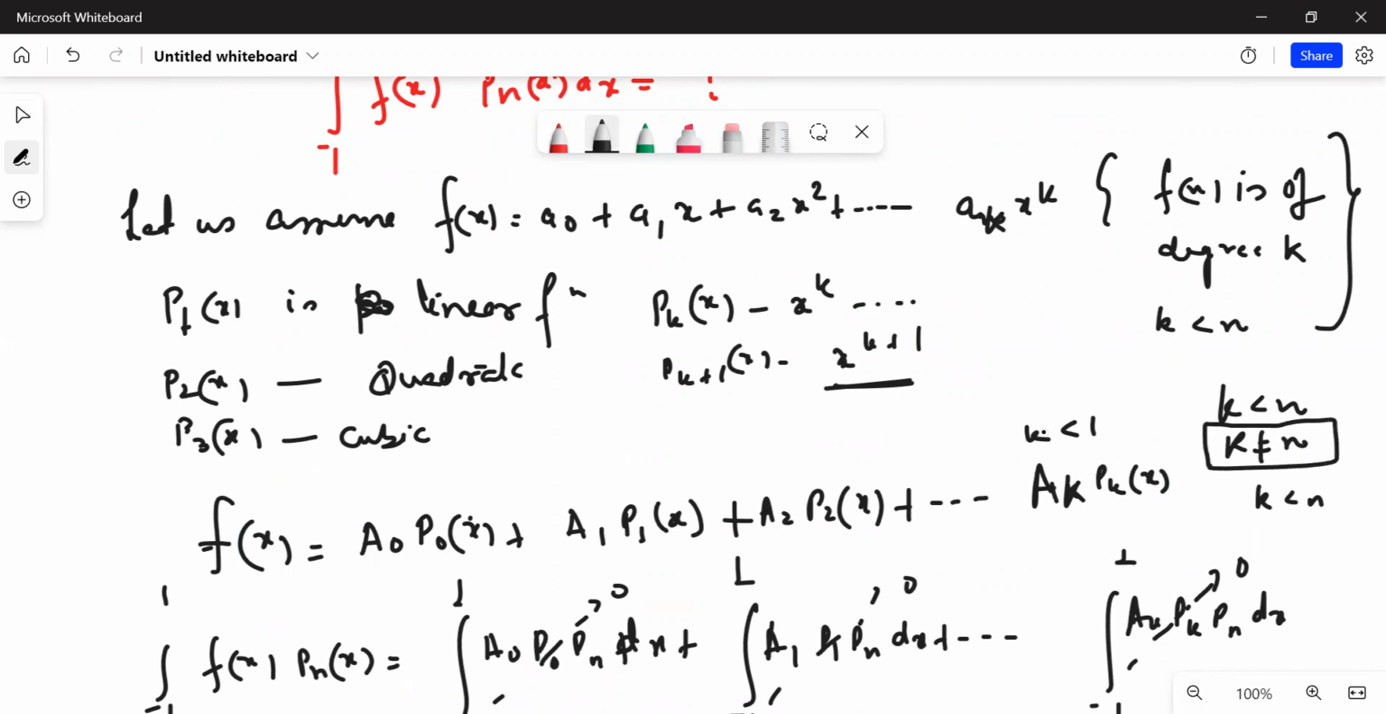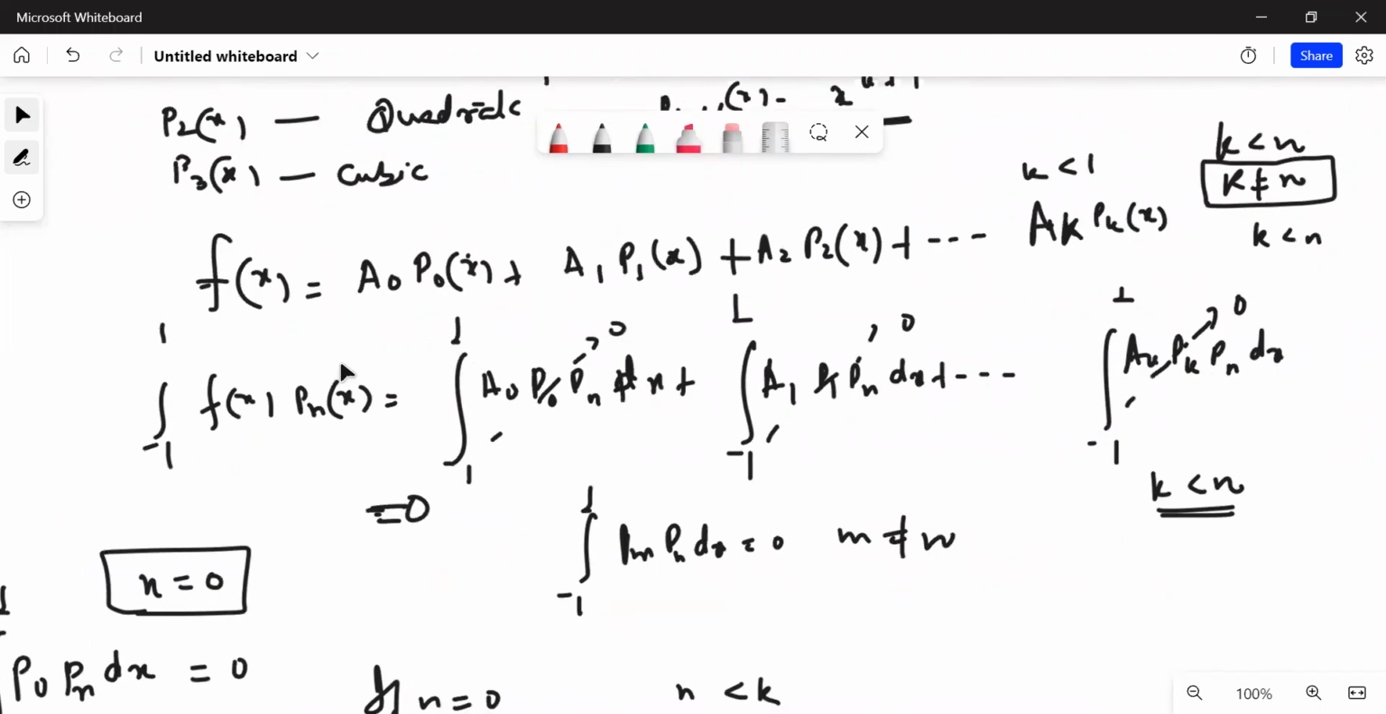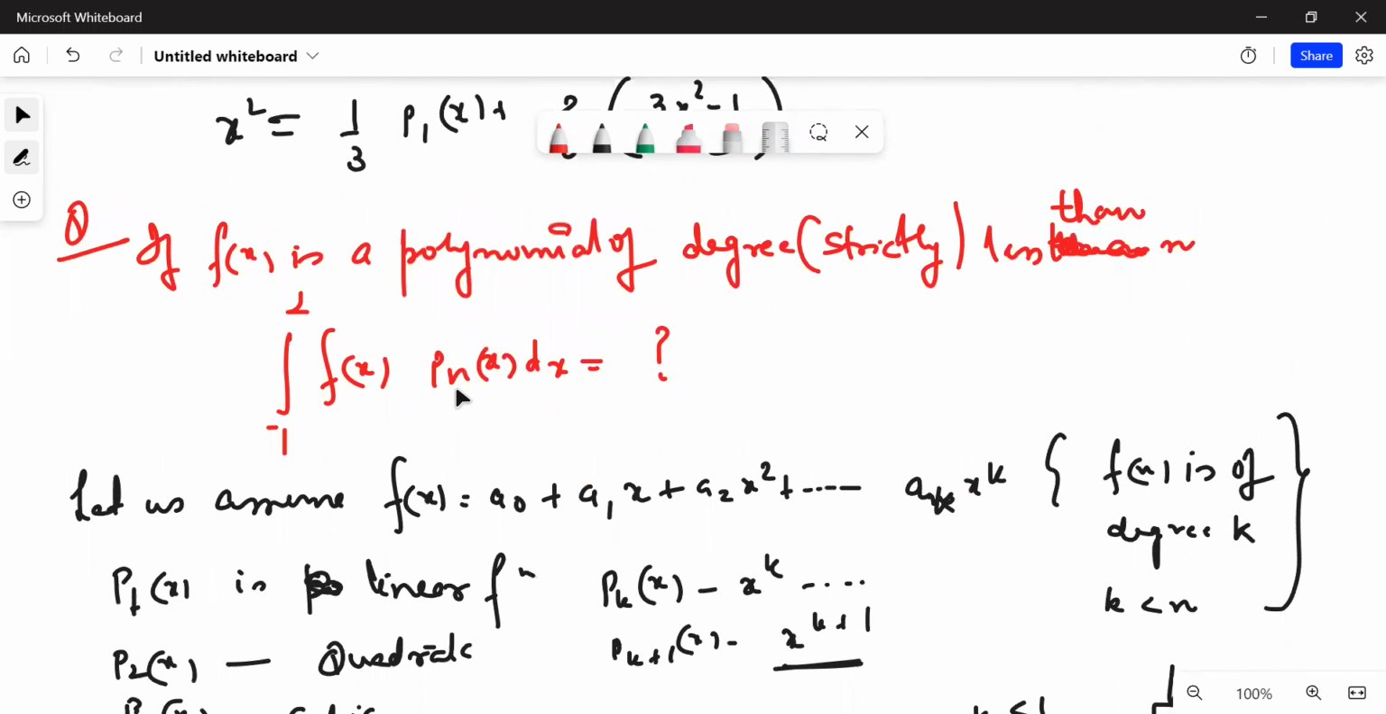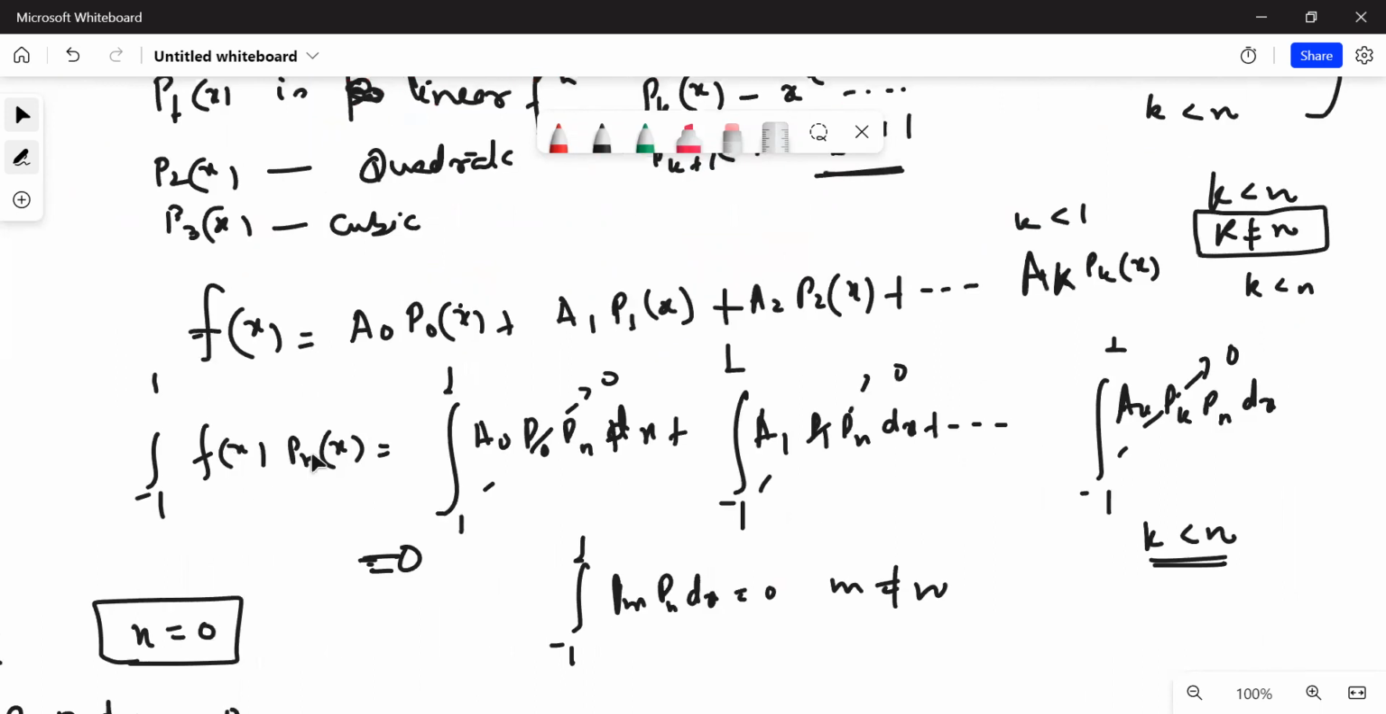Is that clear? Okay. Now what I want to say is this: I multiplied Pn and x on both sides. This is what was asked: integral from -1 to 1 of f of x Pn of x, its integration was being asked. So I multiplied Pn of x on both sides. P0 Pn would be 0 because n cannot be equal to 0.